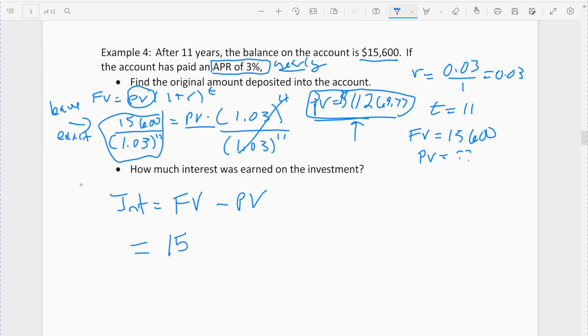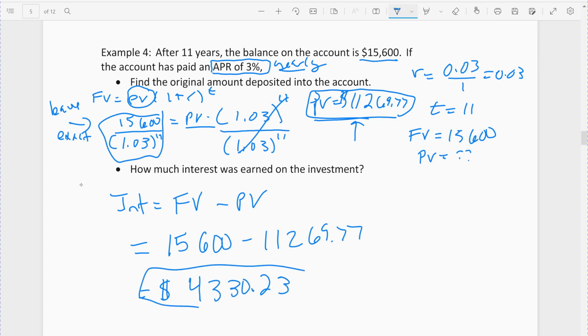So the future value was $15,600. You invested $11,269.77, which means the difference between those two numbers is your interest, which comes out to be a little over $4,000. $4,330.23. All right, the next example, I'm going to walk you through a quarterly one.